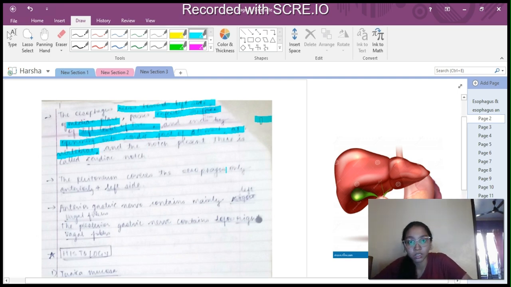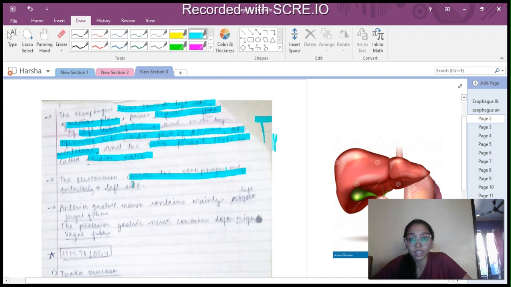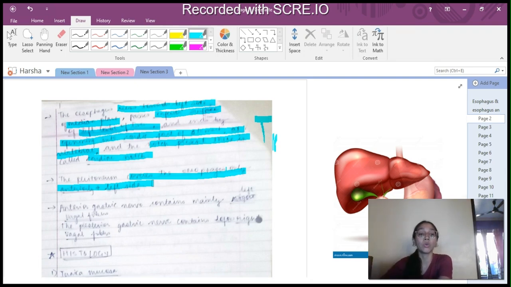It is at T11 vertebrae, and the notch is present here, and that notch is known as the cardiac notch. The peritoneum covers the esophagus only anteriorly and on the left side. Important: the peritoneum covers the esophagus only, and only anteriorly and on the left-hand side.